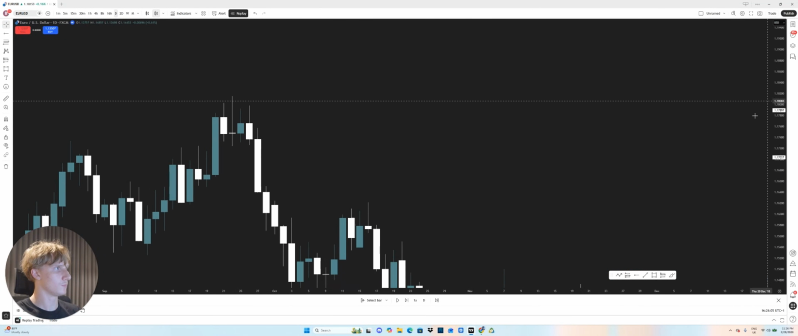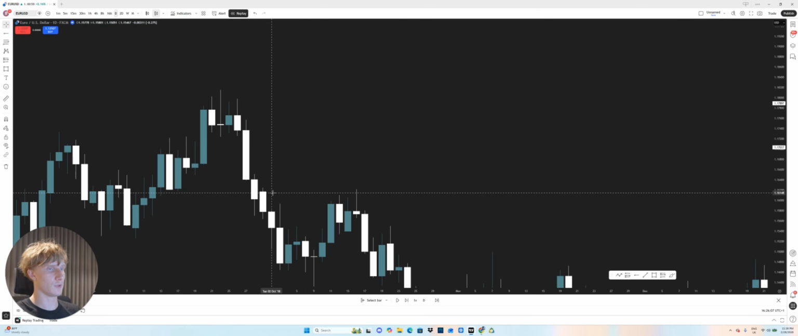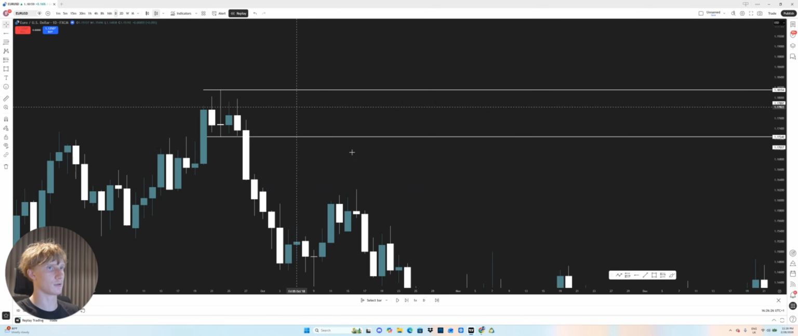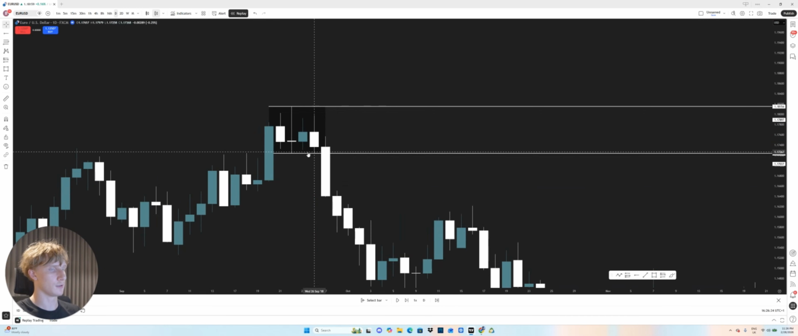Cool, so here we can see we have a leg out, base, indecisive candles, leg in, impulsive. Cool, so we have an area of supply right here. So we're going to go ahead and mark out the lowest wick to the highest wick, okay? And we are isolating these candles. This is what we're focused on, right?